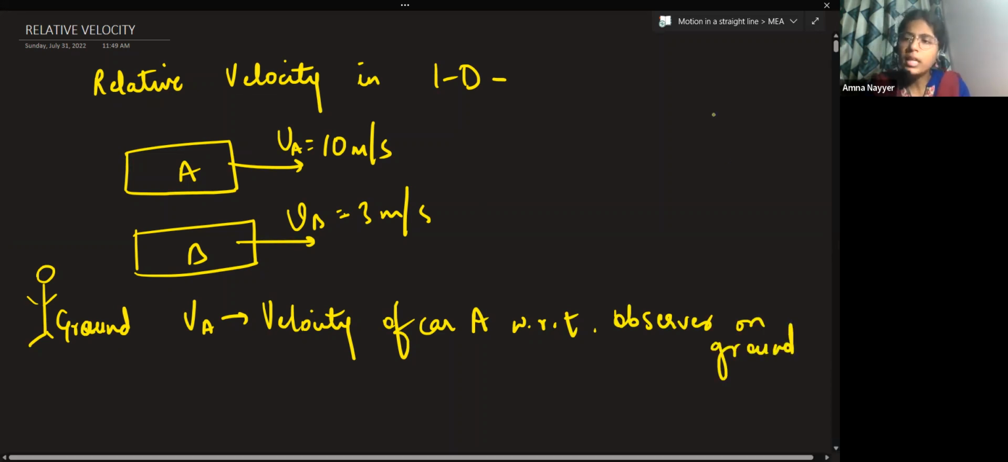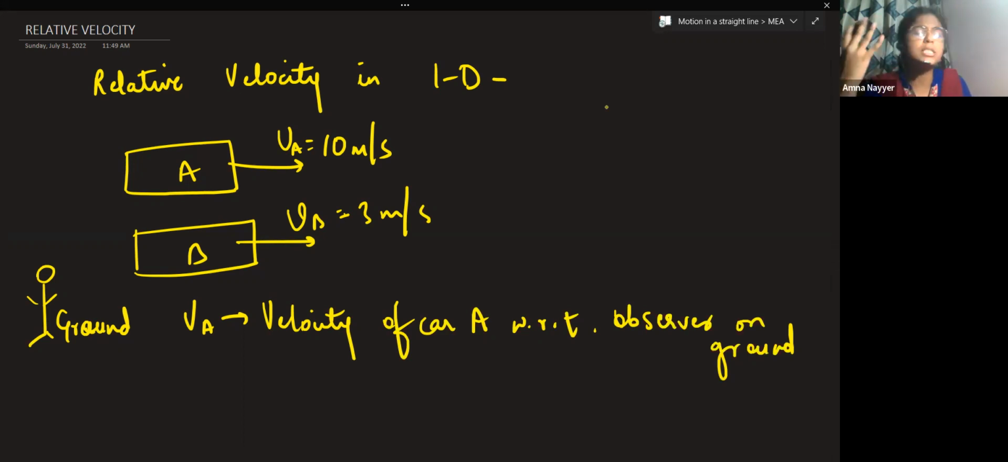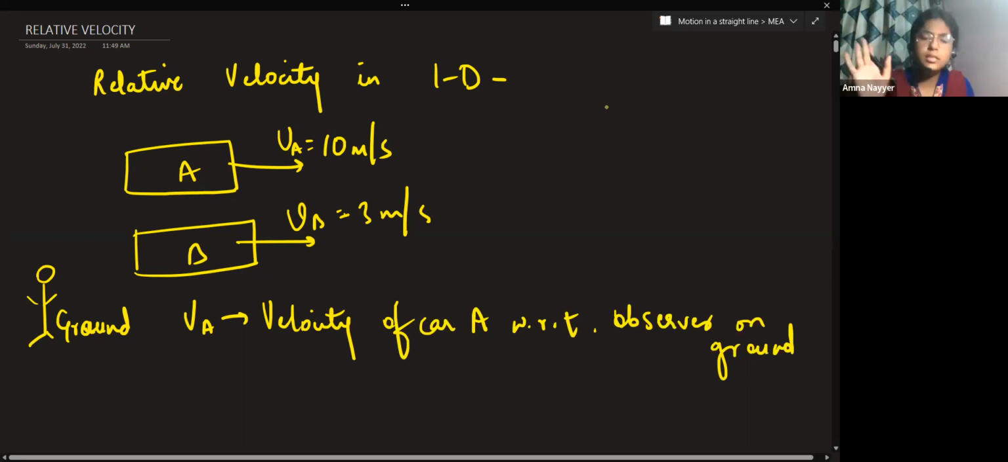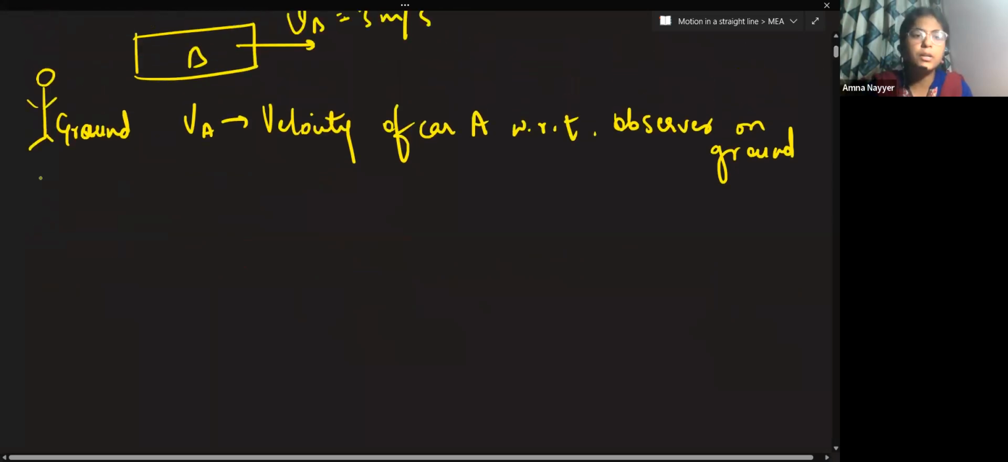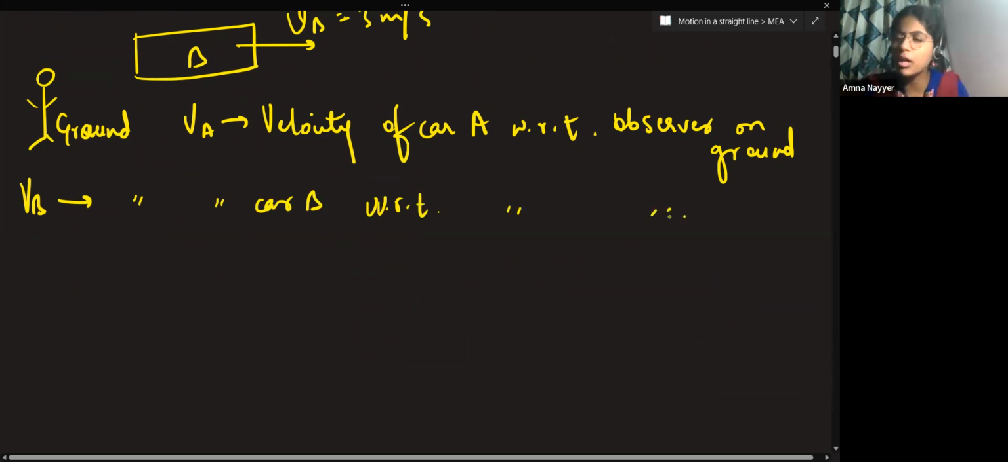Fine. Now, even if an observer is not present on the ground, it doesn't mean your concept of velocities will get changed. You will assume that if a person was standing on the ground, the person would see the car moving in this manner. So this is it. Now, VB becomes what? VB becomes the velocity of car B with respect to the observer. So VB is the velocity of car B with respect to the observer on ground. That's the condition for car B.